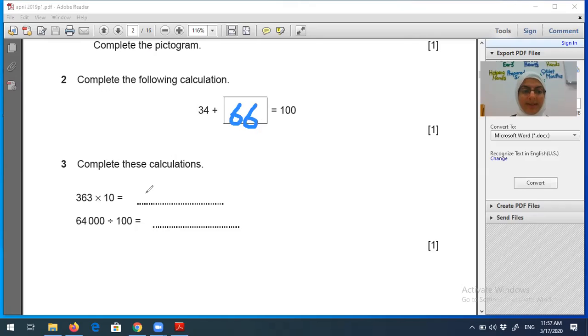Okay, now here in this question, we took before when we were multiplying by 10, if there is no decimal points, simply you write the same answer and just add a 0. So the answer will be 3,630. Okay, what about this one? In division, when we're making 64,000 divided by 100, you can cancel the zeros from both sides. Here we have 100, 2 zeros, so I can cancel here 2 zeros. So what's the remainder here? Simply it's 640. Okay, now let's go to the next part.